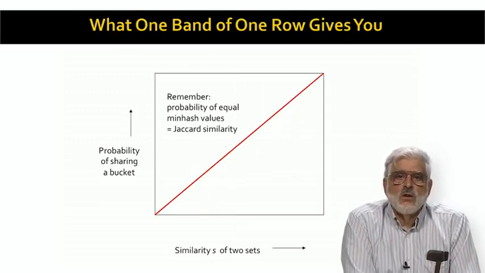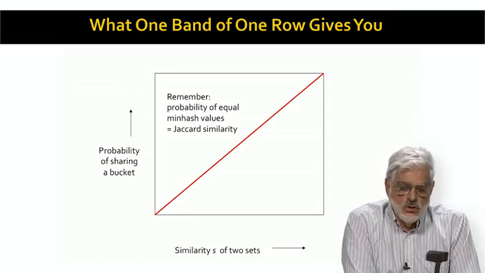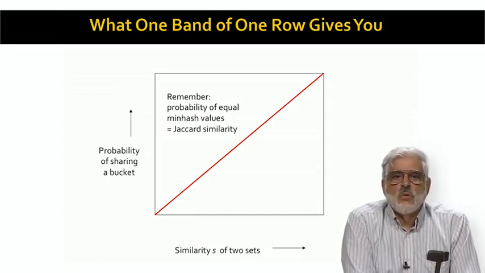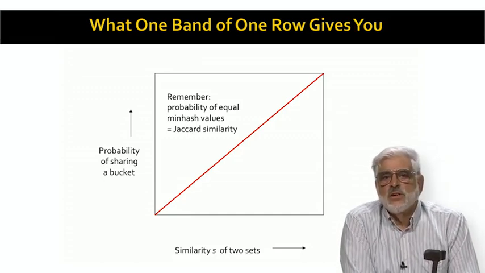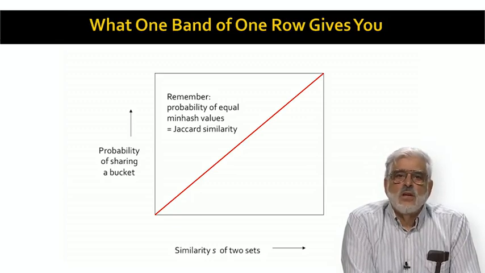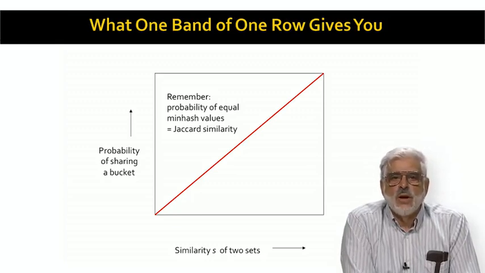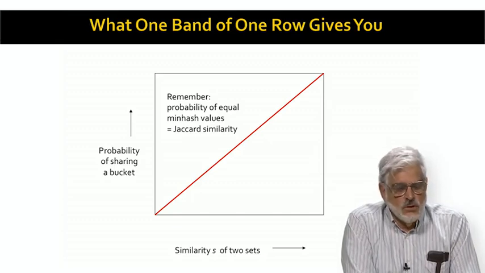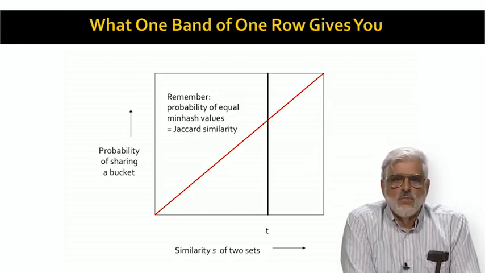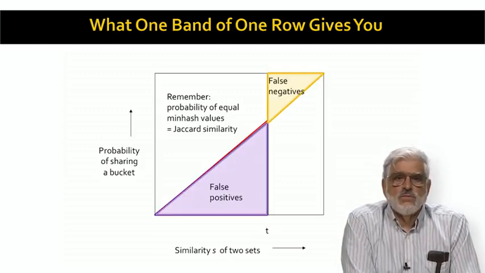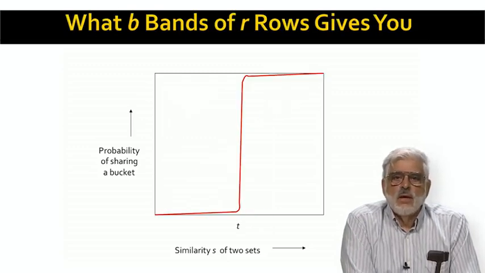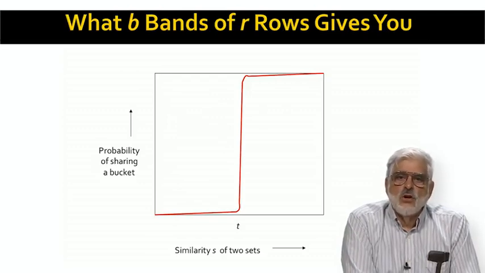On the other hand, what does a single row of a signature matrix give us? It gives us a straight line. The justification is the theorem about the probability of two min-hash values equaling the Jaccard similarity of the underlying sets. That's not too bad. At least the probability goes in the right direction, but it does leave a lot of false positives and negatives. That is, for a given threshold t, all of these are false positives, and all of these are false negatives. But when we combine many min-hash functions into B bands of R rows each, we begin to get an S-curve shape with greatly reduced false positive and negative regions.